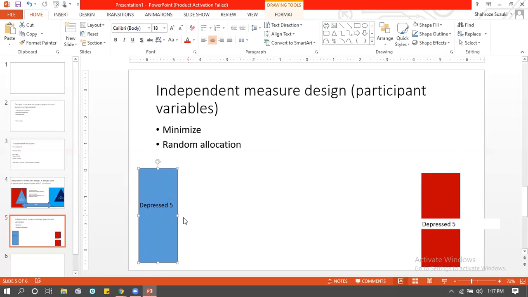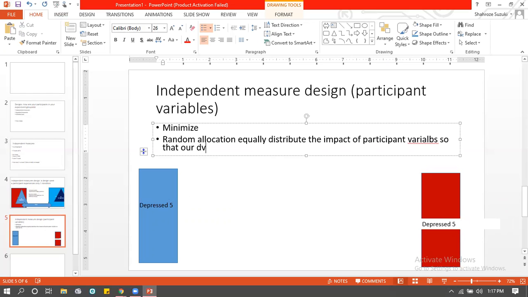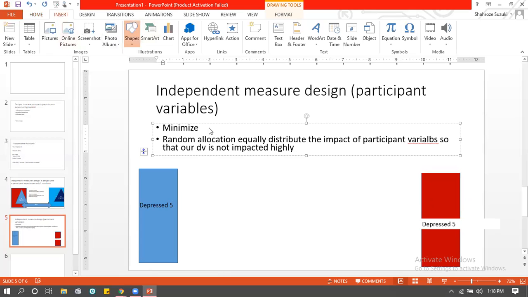The only difference should be the temperature in this situation. So random allocation allows us to, let's suppose, equally distribute the impact of participant variables so that our PV is not impacted highly. So yeah, you're still gonna study the mood, right?